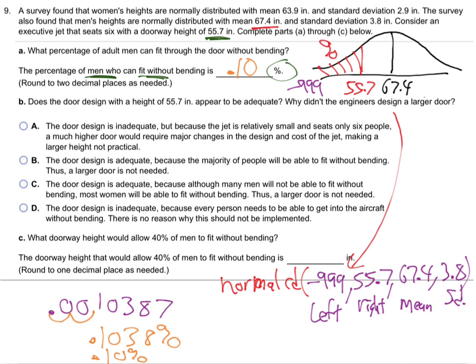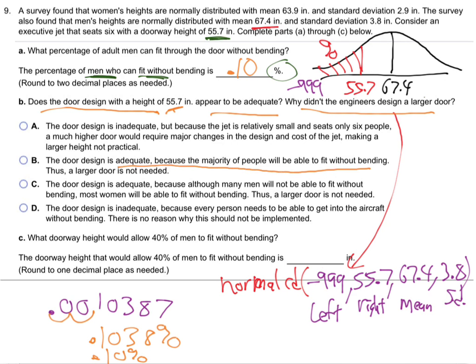How about part B? Does the door design with a height of 55.7 appear to be adequate? Adequate for what? What are we trying to do? Honestly, I've lost context here. Why didn't the engineers design a larger door? The door design is adequate because so many men will not be able to. Yeah, it's only 0.10. Without bending. The door design is adequate because the majority of people will be able to fit without bending?